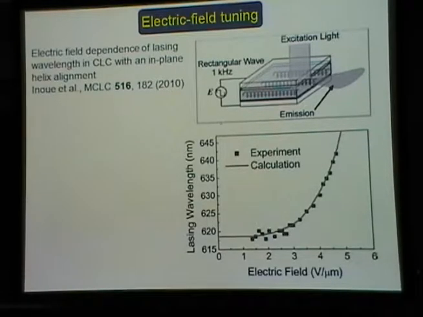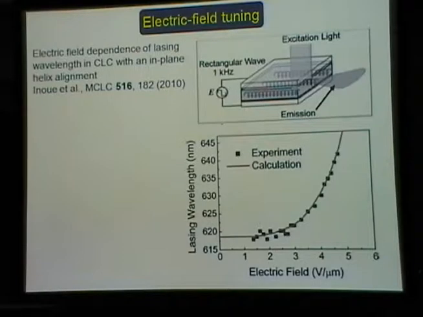If your helical axis is perpendicular to the surface, the molecular orientation is fixed at the surface, so it's not easy to continuously change the pitch. However, if you use such a cell, the helical pitch is parallel to the substrate. In this case, we can very easily change the pitch by applying an electric field.